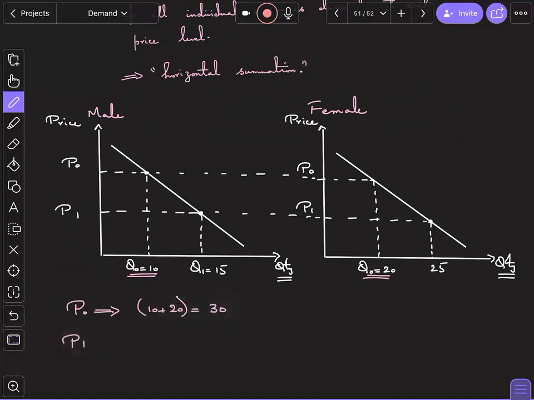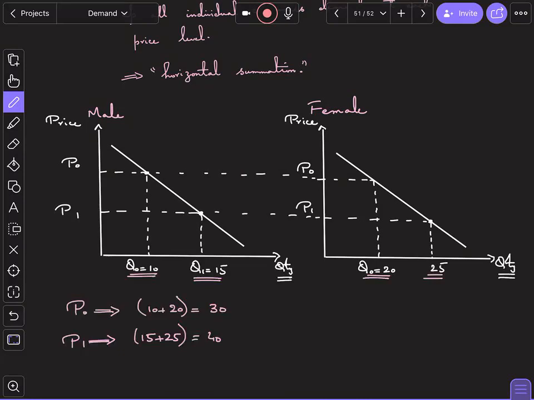And if the price goes to P1, then males were demanding 15, while females were demanding 25. So 15 plus 25 will be equal to how much? 40. So at price P naught, both male and female sections were demanding altogether 30 units. And if the price goes down, then both of them will be demanding more units, which is 40.